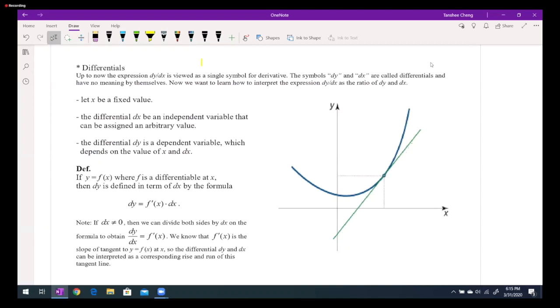So first off, what we want to do is look at what the differential means, the definition of it, and how we are going to use it. Up to now, the expressions we have talked about so far, dy over dx, which is the derivative of a function with respect to x, we looked at as a single symbolic part. In this session, we want to know what dy and dx alone mean.